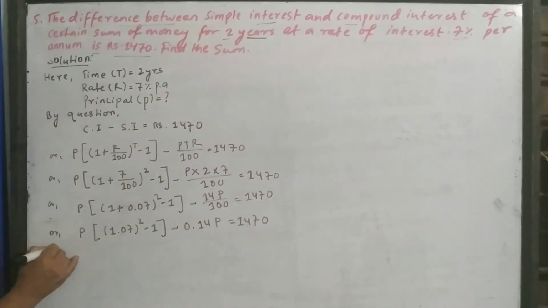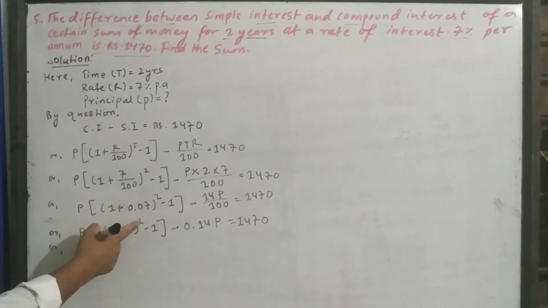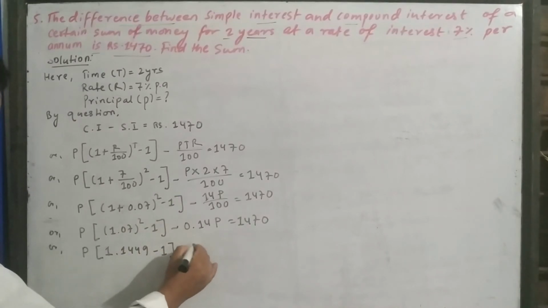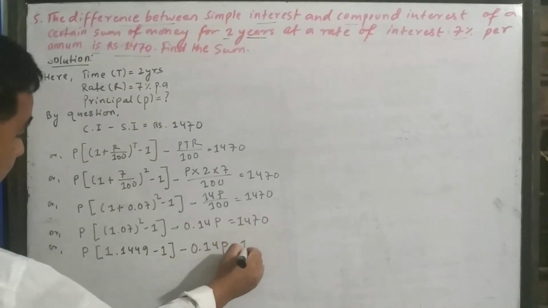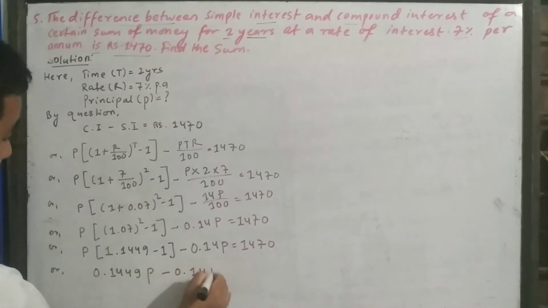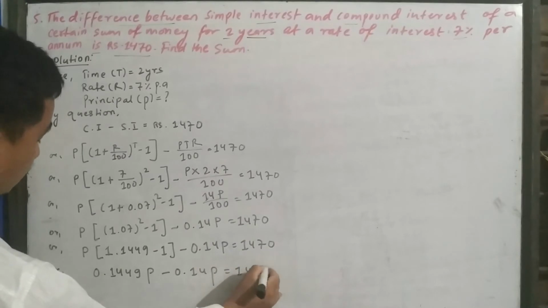Or p into 1.07 whole square is 1.1449 minus 1, minus 0.14 p equals to 1470, or 1.1449 minus 1 becomes 0.1449, so you can write 0.1449 p minus 0.14 p equals to 1470.